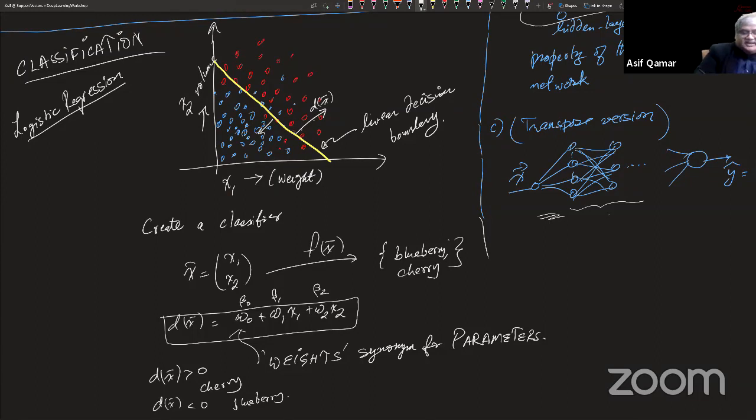And if dx is 0, you're sitting on the yellow line, you're undecided. You can go either way, right? So that's your logistic regression.